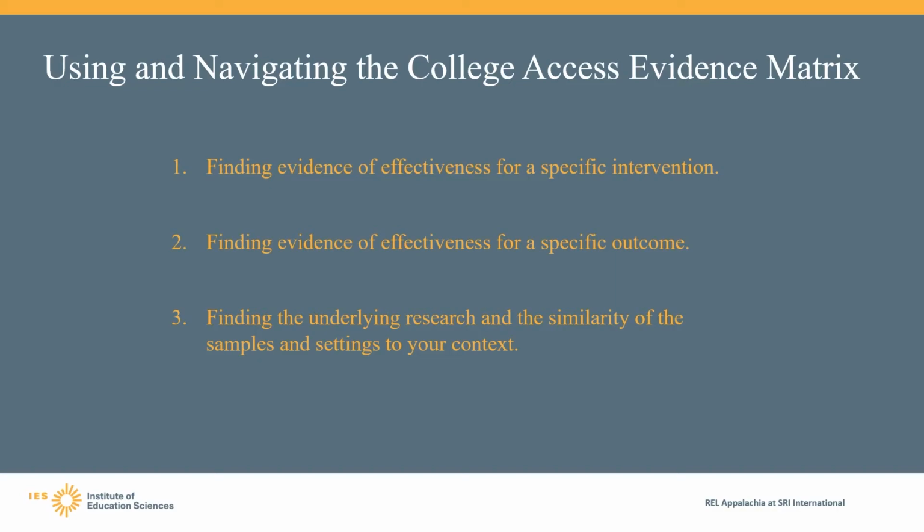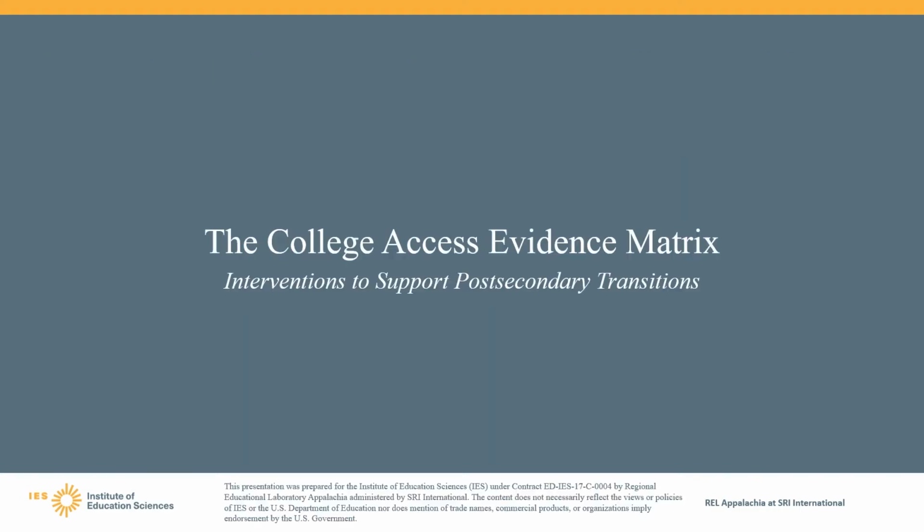In this video, we showed you how to find evidence by intervention and outcome, and how to find information on the underlying research. You can find more information about the matrix and how it was developed on the Frequently Asked Questions and Procedures tabs. REL Appalachia also recorded a webinar introducing the College Access Evidence Matrix, which describes how college access providers and educational leaders can easily find proven interventions that align to ESSA evidence standards and can increase the likelihood that students successfully transition to post-secondary education and training. A link to the webinar materials and recording, as well as a link to the What Works Clearinghouse, can be found in the video description.